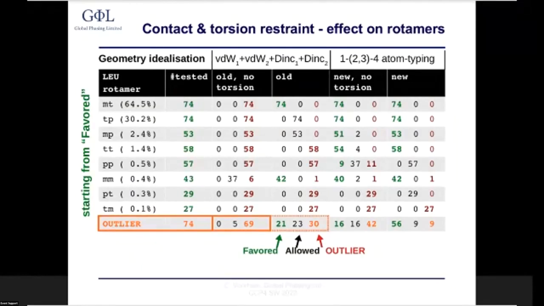The new atom type based 1,4 contact restraints already improve a significant number of those poor sidechain conformations. And when adding explicit torsion angle restraints, we end up with 3/4 of the sidechains now in the favored category. This suggests that those torsion angle and contact restraints are better balanced and together describe sidechain rotamers reasonably well.